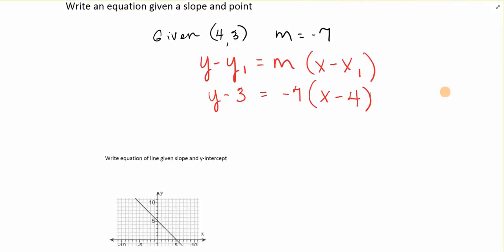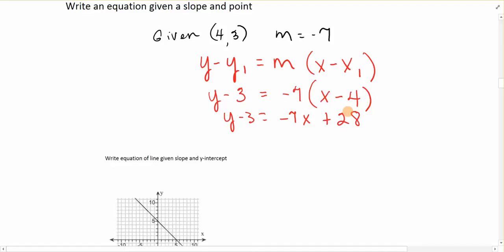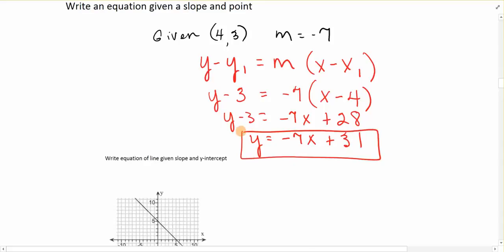Then we clean it up a little bit. So we're going to distribute. And then we're going to add 3. Did I do all that right? Okay. All right, so we're good on that one. That probably is fairly fresh.